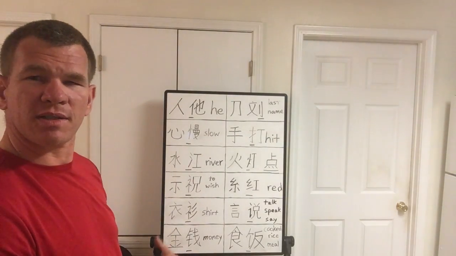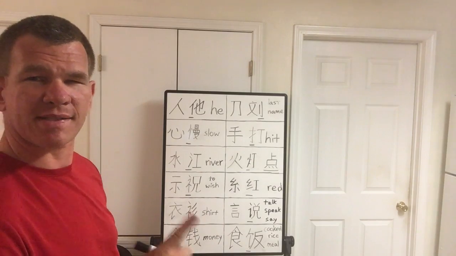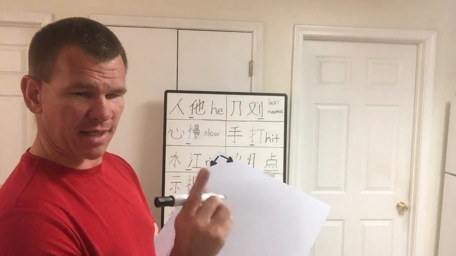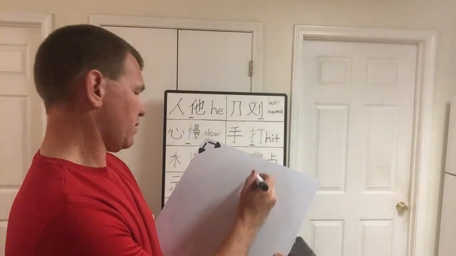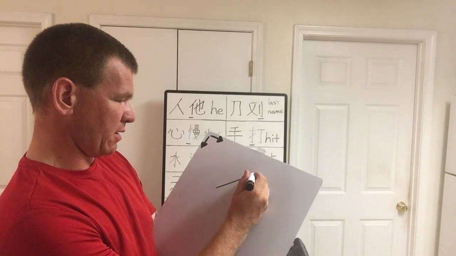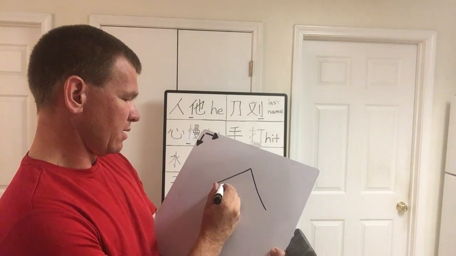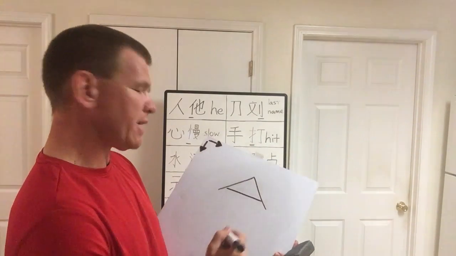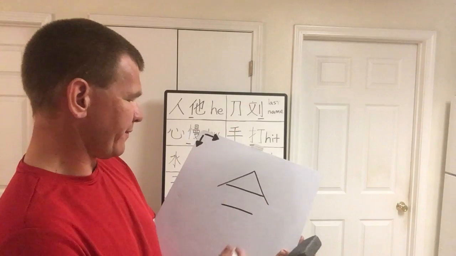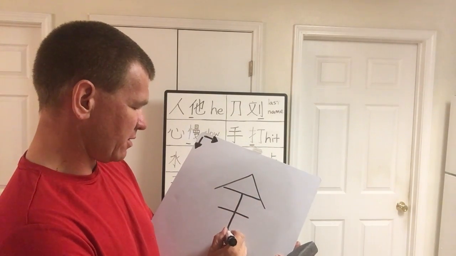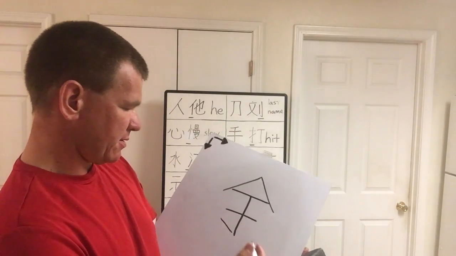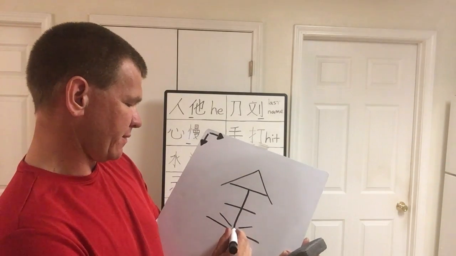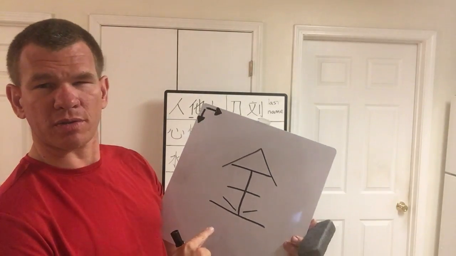The bottom one on the left is gold by itself. I'll show you the form of gold as its own character. 1, 2, 3, 4, 5, 6, 7, 8. All right, this is gold by itself.